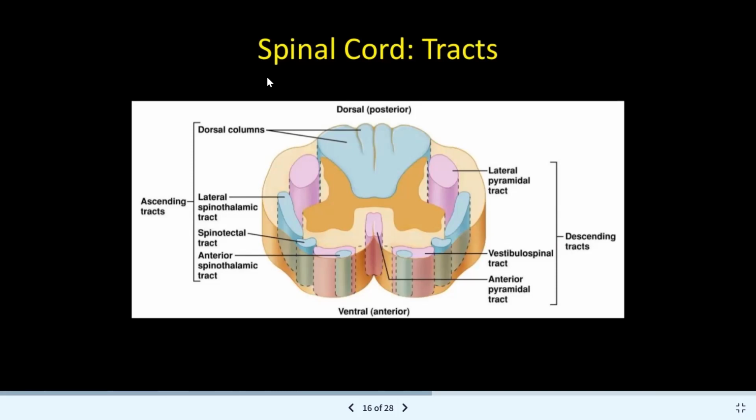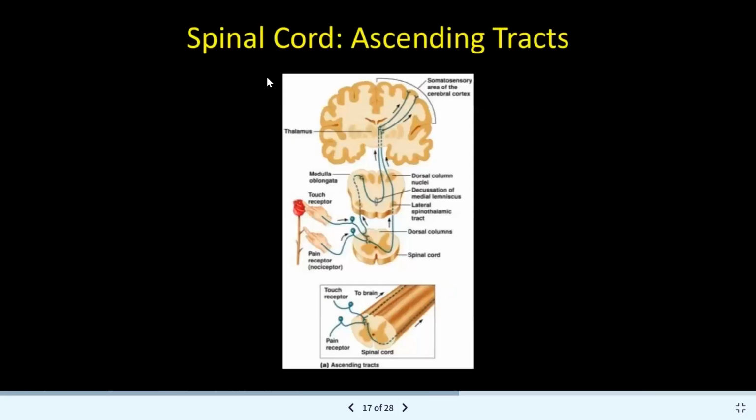Ventral. If you see the descending tract, this is the lateral pyramidal tract, the vestibulospinal tract, and the anterior pyramidal tract. So it is the part of the descending tract. You should know what is ascending and what is descending, meaning you should know about the parts.